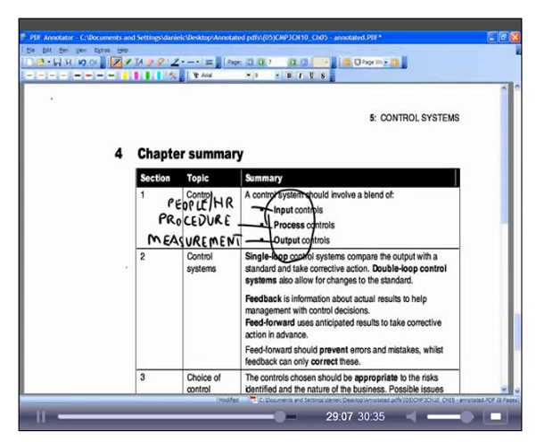We looked a little bit at control systems, and you need to understand the difference between single loop control systems, where the standard that is being used to judge the output is static, and then a double loop control system actually allows for changes to the standard. And you may well think of this in terms of a budget. Is there scope to change the budget, i.e. the standard that we're comparing our performance to?